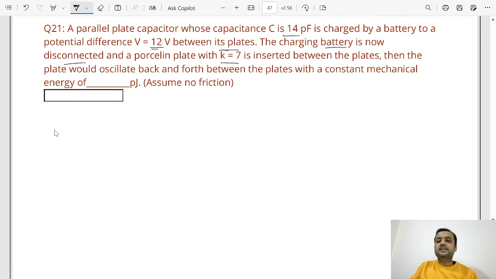It's a very good question. Let us understand what is happening here. So look, basically there's a capacitor of 14 picofarad. So let's call that value C as of now. And it has been charged to potential difference V, right?